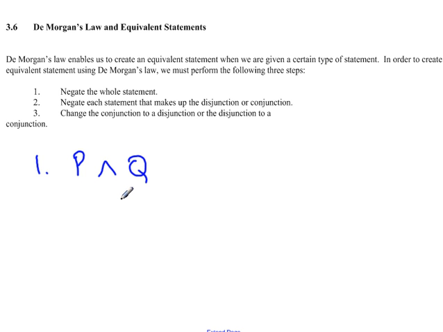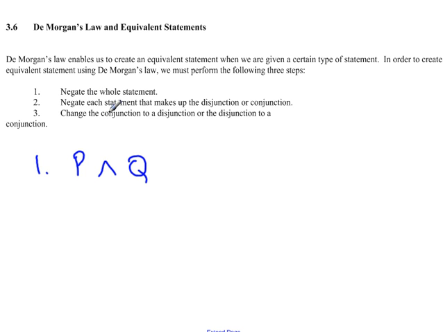That's not true for the others. So we must start with a conjunction or a disjunction, or change it to a conjunction or disjunction, before we can begin. So step one is to negate the whole statement. Negating the whole statement means either put in a negation and a set of parentheses around the whole thing, or if it already has that, take it out. So for step one, you either put in negation parentheses or take out negation parentheses.